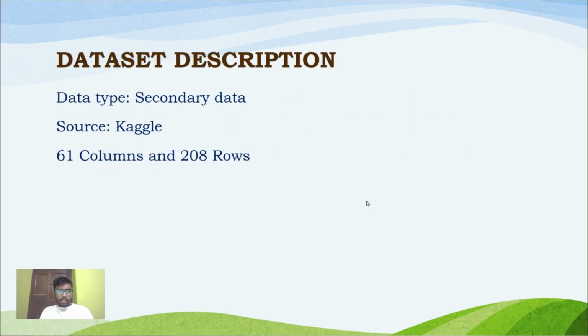Let's see the dataset description. My dataset is secondary data. I collected this dataset from Kaggle. My dataset dimension is 61 by 208, that is 61 columns and 208 rows.